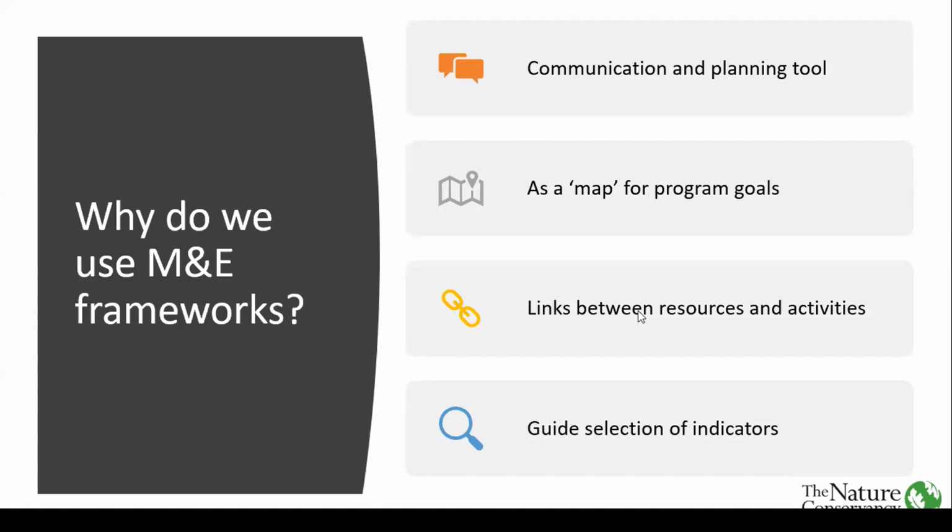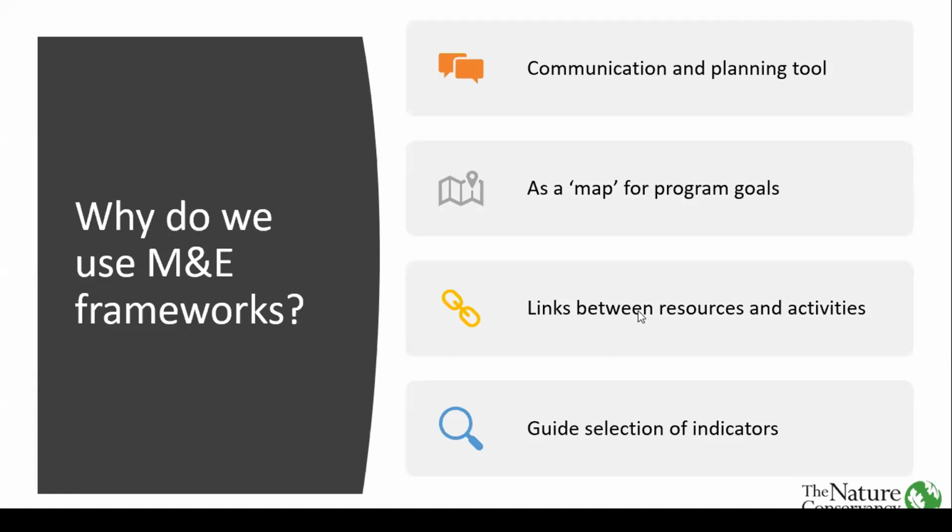The next slide, thank you, Florence. How do we use M&E frameworks? The first purpose for an M&E framework is communication and planning. So it will clarify various assumptions, goals, and interrelationships among factors relevant to the project or the program. It will also define levels of performance and desired results in terms of planned activities and realistic objective impacts.